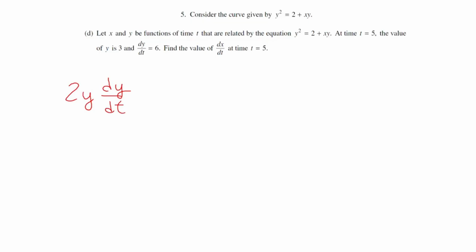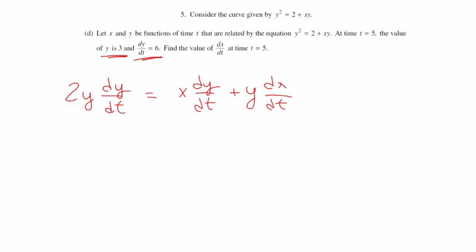So the derivative of y squared will be 2y, the derivative with respect to y, and then times dy/dt. The derivative of 2 is still just 0. And then the derivative of xy will be x times the derivative of y with respect to t, plus y times the derivative of x with respect to t. And we have a lot of the things we need. We have y is 3, and we have dy/dt is 6.